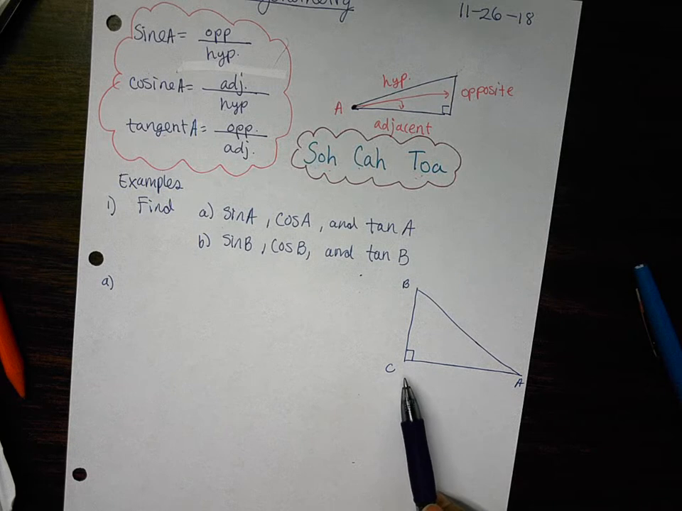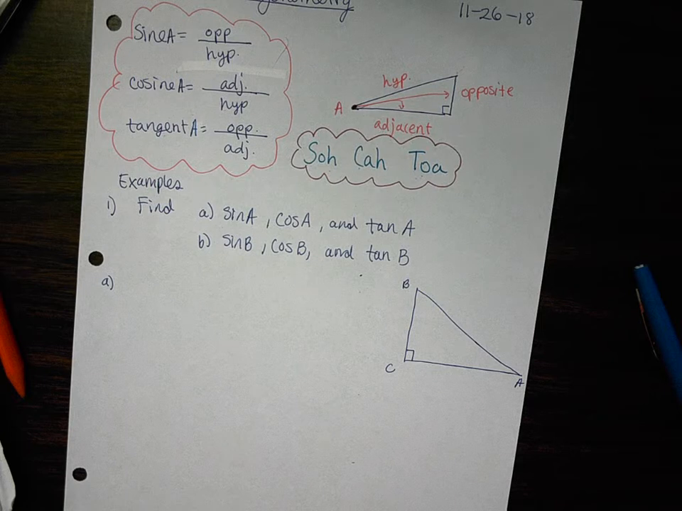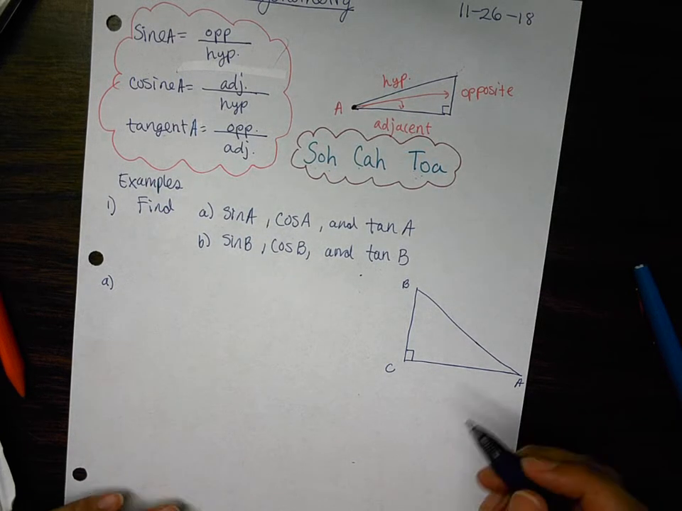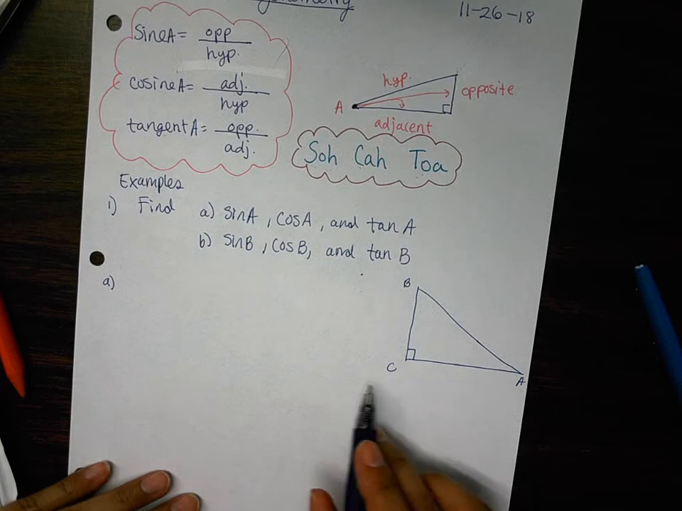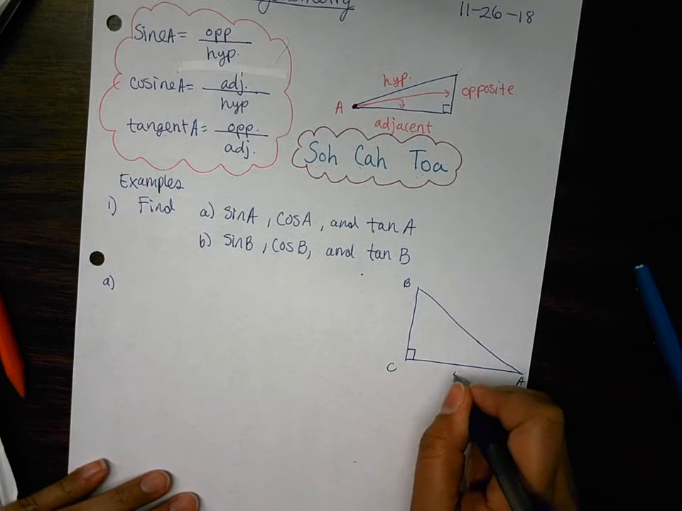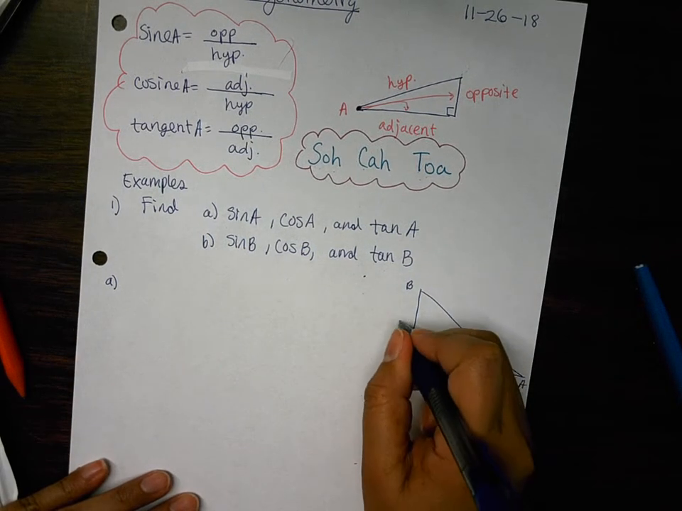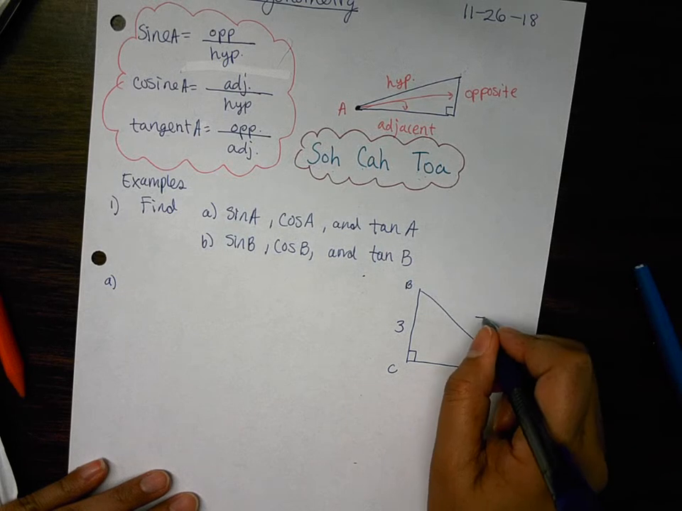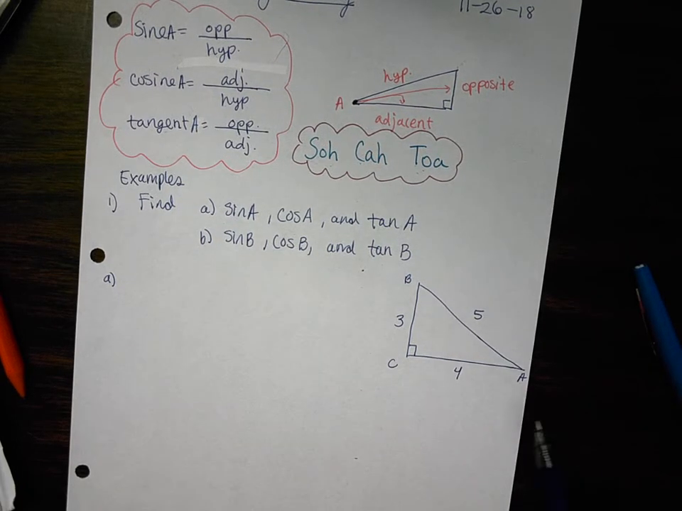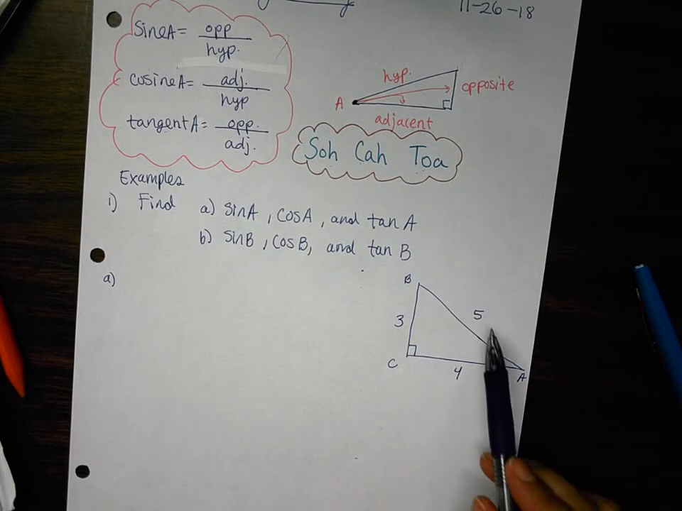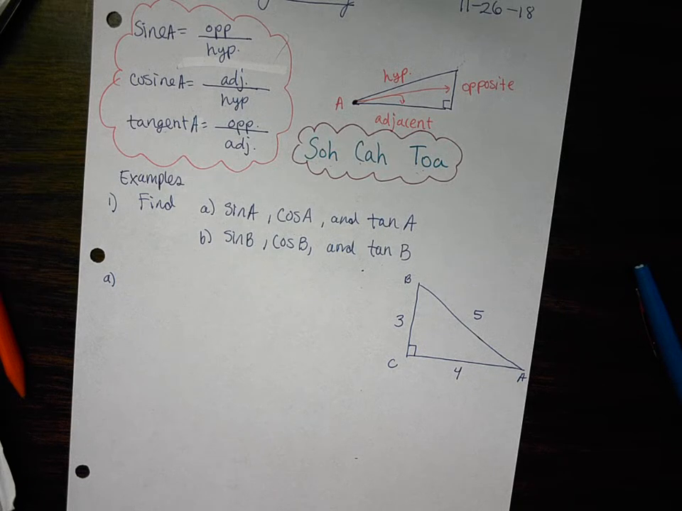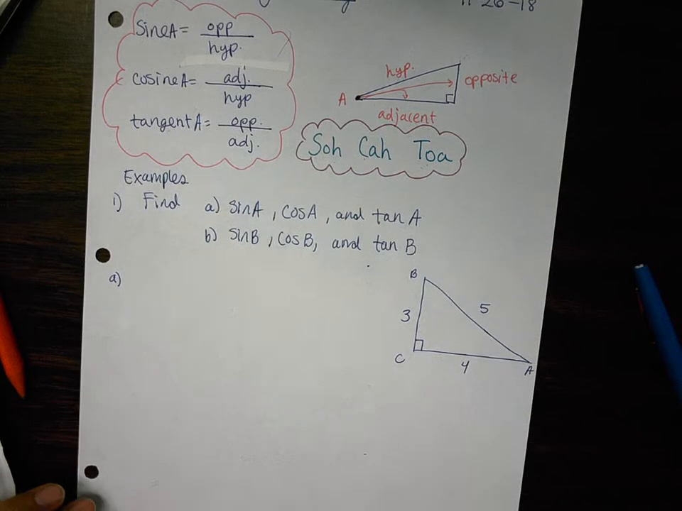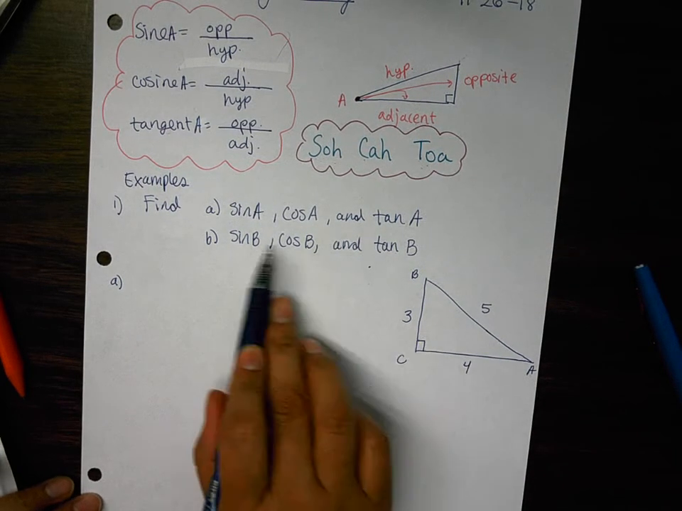Because it's 90. You are correct. And we don't ever do sine, cosine, tangent of 90, at least not in this class. Okay. I'm going to tell you that AC is 4, BC is 3, and AB is 5. Those lengths are given to you. This is 3, this is 4, that is 5. So far, so good? All right, part A, I want you to find sine, cosine, and tangent of A.